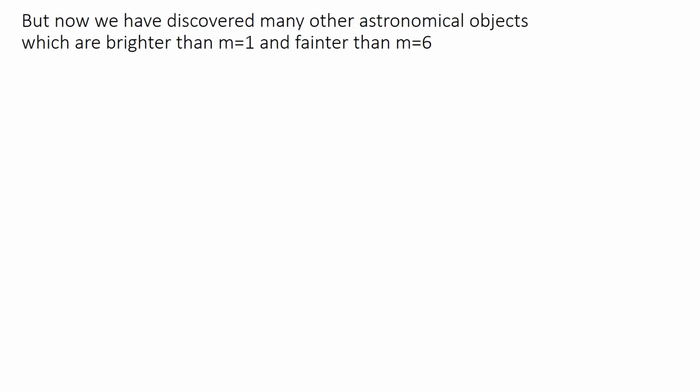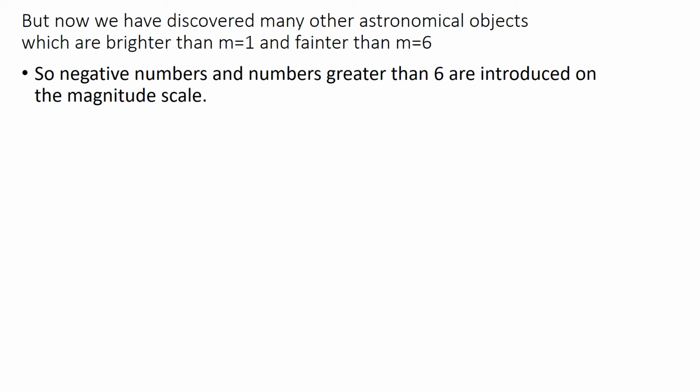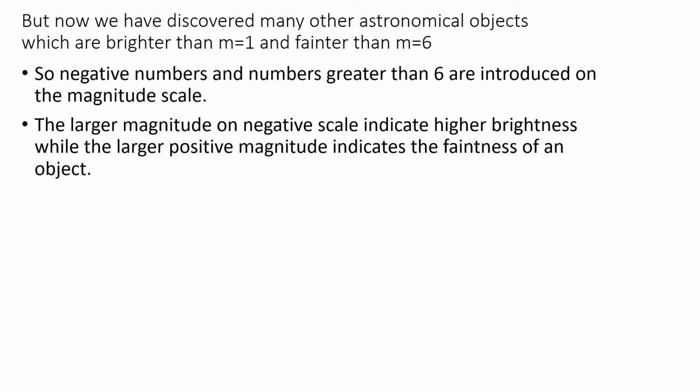But now we have discovered many astronomical objects which are brighter than m equal to 1 and fainter than m equal to 6. So negative numbers and numbers greater than 6 are introduced on the magnitude scale. The larger magnitude on the negative side indicates higher brightness, while a larger positive magnitude indicates the faintness of a star. That is, a star which has a large negative number is the brightest, and the one with the largest positive number on the magnitude scale is the faintest.